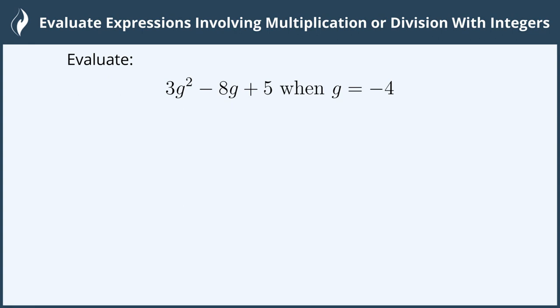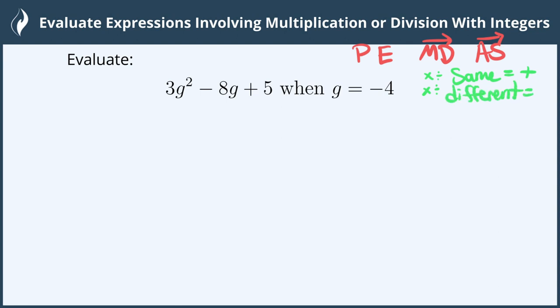Before we move on, let's review the order of operations. Parentheses, exponents, multiply and divide from left to right, add and subtract from left to right. And another quick reminder: when we multiply and divide and the signs are the same, the answer is positive. When we multiply and divide and the signs are different, then the answer is negative.